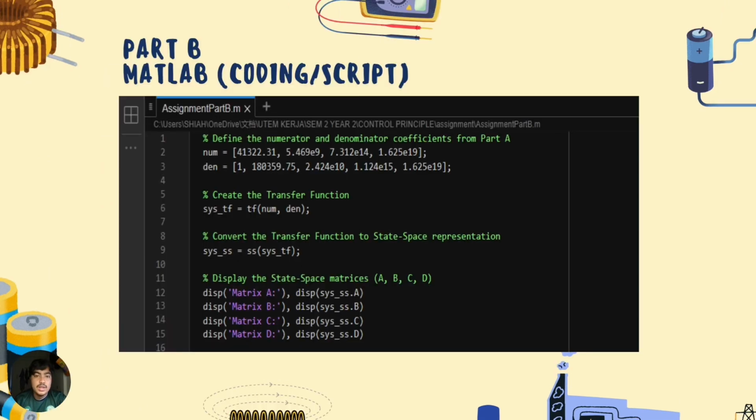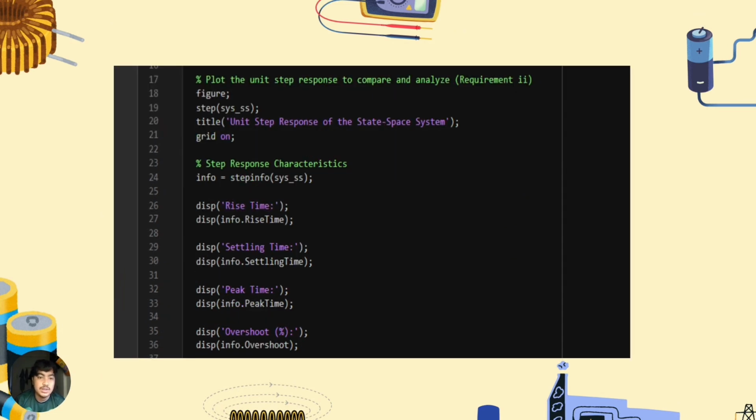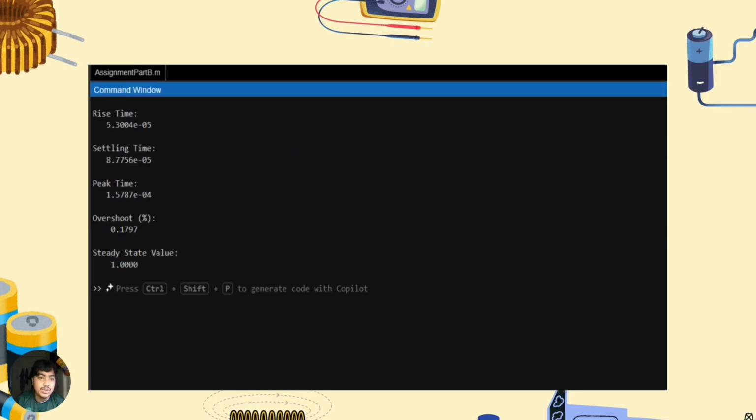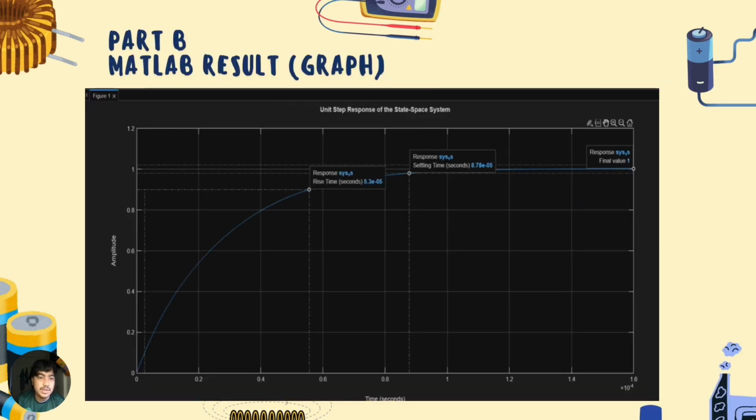That's the matrix. Then we got the coding right here, the MATLAB coding. Every piece of code has its function, such as this one, step response characteristics. I will explain it after this. And we got the MATLAB result in the command window. In the command window, we got the matrices result: matrix A, matrix B, matrix C, matrix D. And from the code also, we can get the characteristics for rise time, settling time, peak time, overshoot, and steady state value. This is the MATLAB result, the unit step response of the state space system. You can see the graph. From the graph also, we can get the rise time, settling time, and final value.